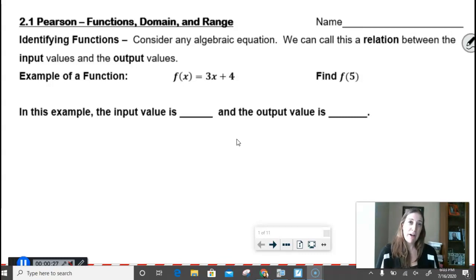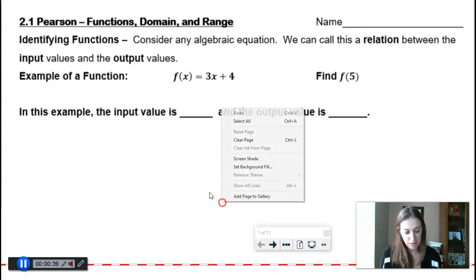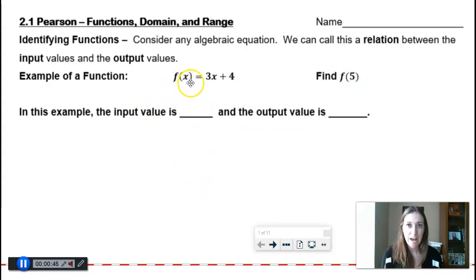Anything that you can graph is considered a relation. So even a single ordered pair would be considered a relation. When we write something in function notation, they have this weird notation over here, and we read this as f of x. It's a function with respect to x.